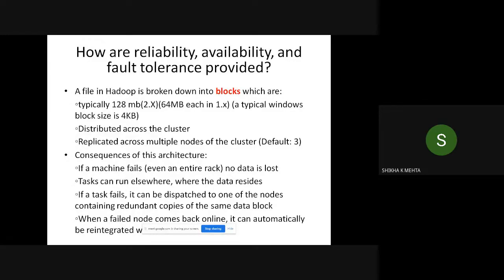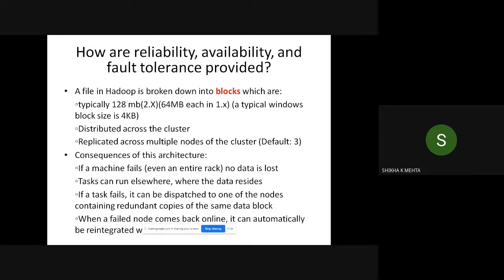And when a failed node comes back online, it can automatically be reintegrated into the system to perform its task. Just taking a live example, during this pandemic period many faculties suffered COVID, so their tasks were given to other faculties. When they came back, the tasks were rescheduled and they were given their own tasks again. So there was no loss to the students, because some faculty members were suffering from COVID. This is the automated system that is there.